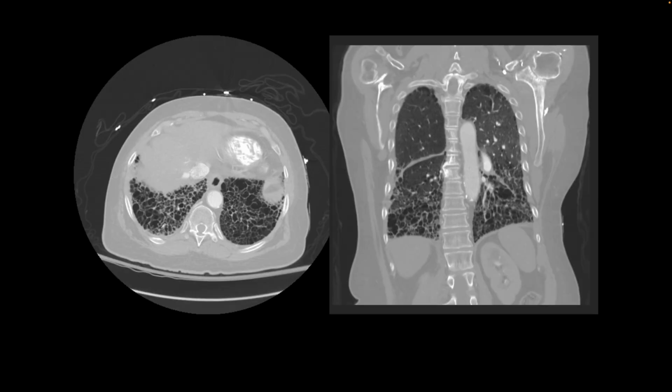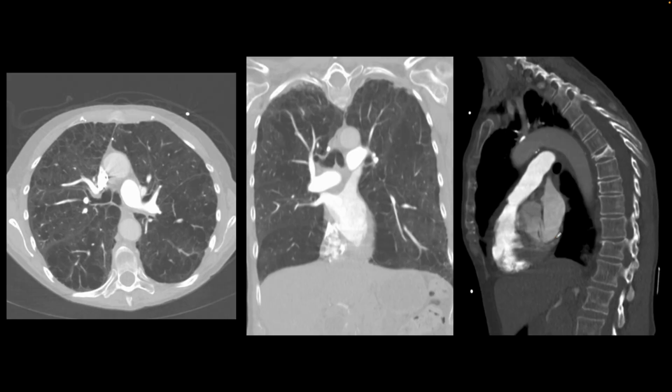This is our next patient showing reticulation, which is severe in bilateral lower lobes, consistent with usual interstitial pneumonitis or a form of interstitial pneumonia. This next patient, we see extensive emphysematous changes in both lungs, and the new finding compared to the prior study was a vertebral compression deformity.